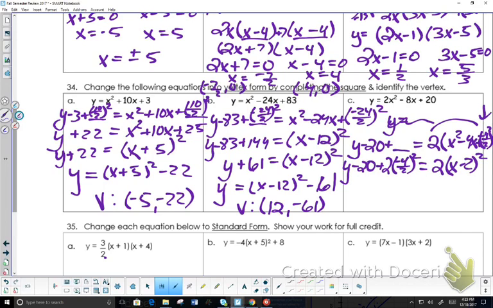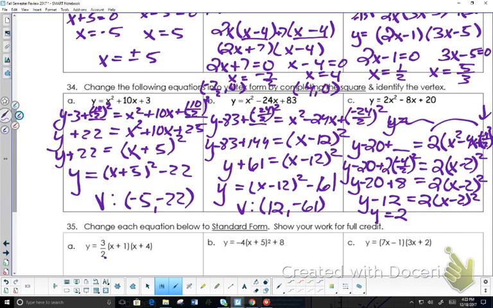And this left side would simplify. I got negative 4 divided by 2 is negative 2. Negative 2 squared is 4. 4 times 2 is 8. I'm kind of doing this left side a little slower than the right side here. And so then I got y minus 12 equals 2(x minus 2) squared. And then I got y equals 2(x minus 2) squared plus 12. So the vertex should be (2, 12).